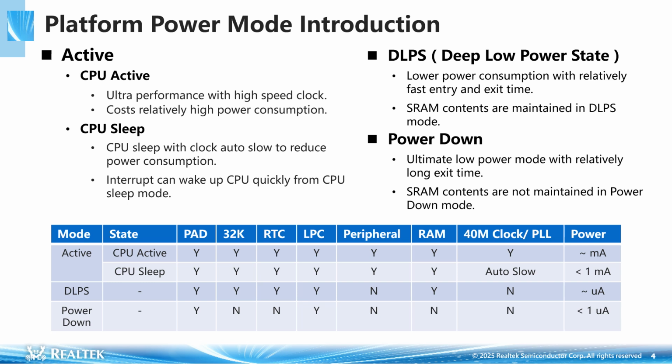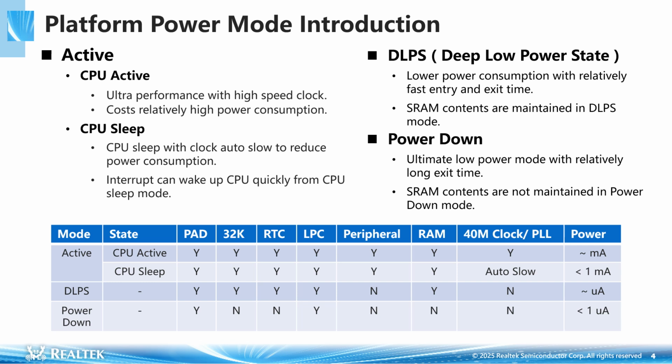CPU active mode offers ultra performance with a high-speed clock, resulting in relatively high power consumption. CPU sleep mode. The CPU enters sleep mode with the clock automatically slowing down to reduce power consumption, while allowing interrupts to wake up the CPU quickly.